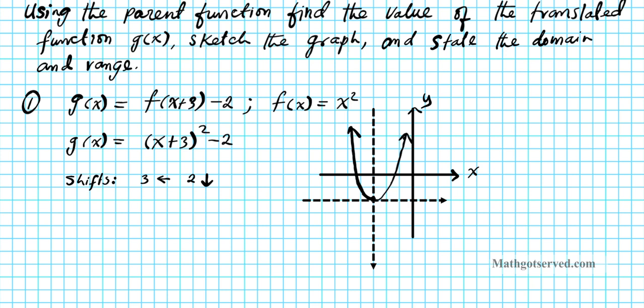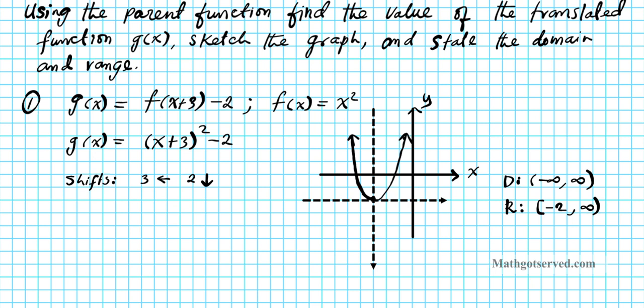What we're going to do next is state the domain and range. The domain is the horizontal span. The domain goes from negative infinity to infinity, the set of all real numbers. And then for the range, how low do you go? You go as low as negative 2, and from negative 2 all the way to infinity. Negative 2 is included in the range. So that gives the domain and the range of your translated function.